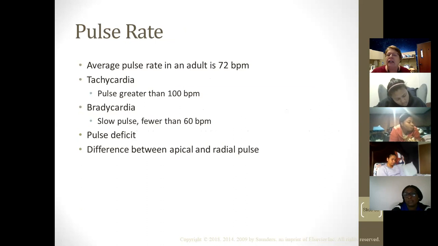So tachycardia, tachy means fast, right? So tachycardia, your pulse is greater than 100. Brady means slow. So that's less than 60.